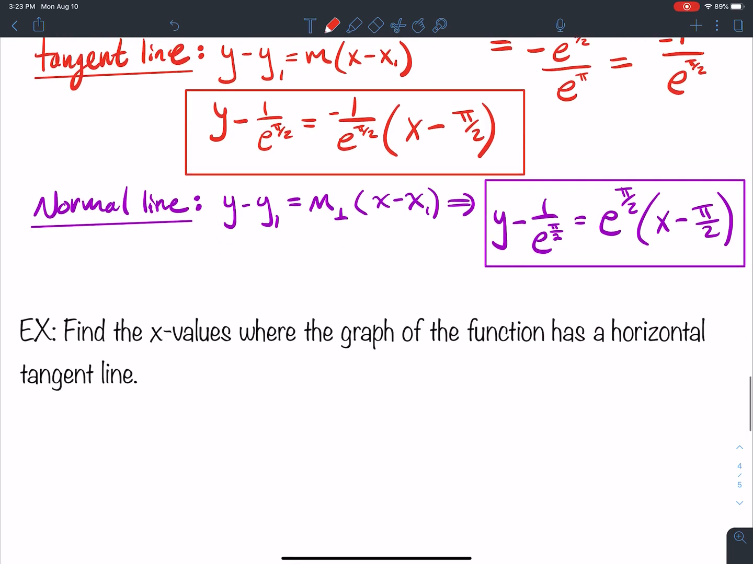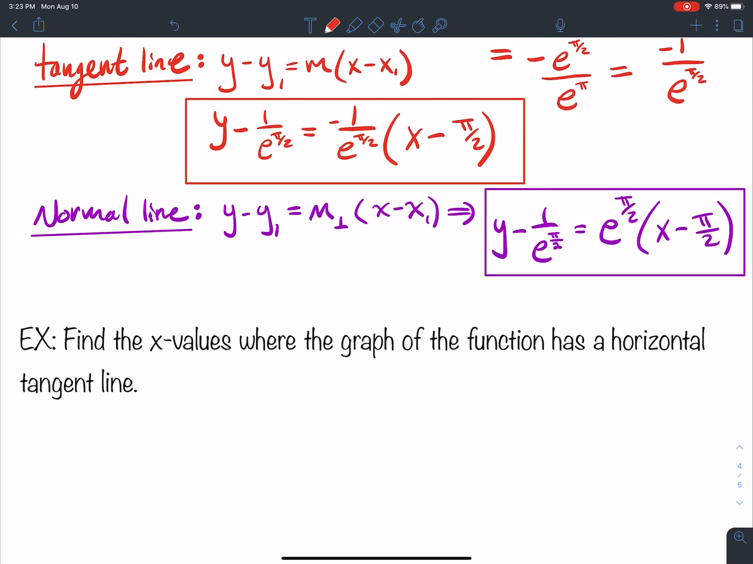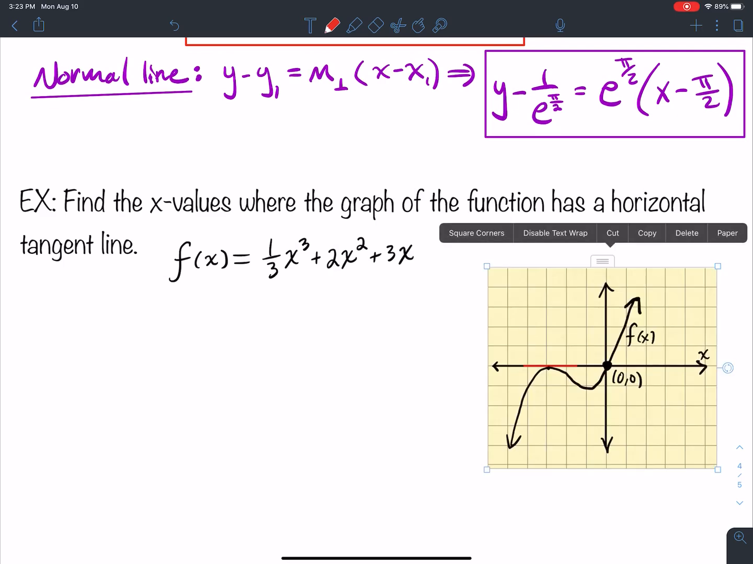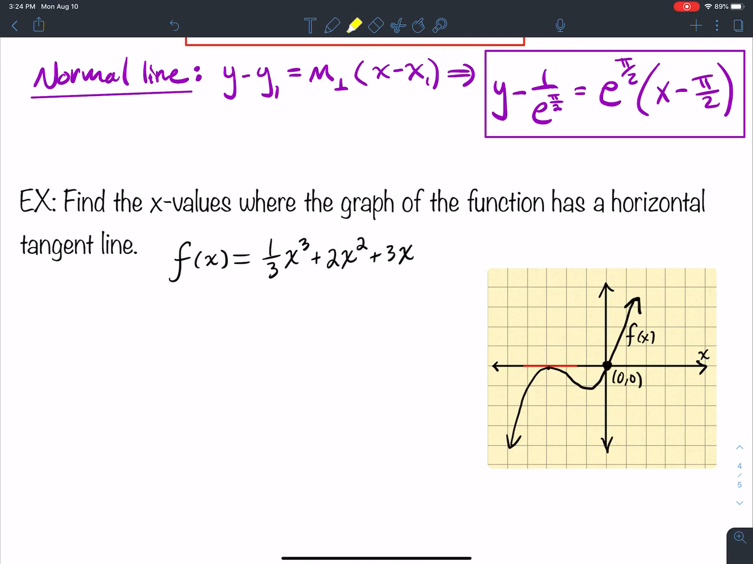Now, I want to find the values of x where the graph of the function has a horizontal tangent line. So I'm given this equation right here, 1/3 x cubed plus 2x squared plus 3x. So this is a cubic. This cubic looks like this here. So find the values of x where the graph has a horizontal tangent line.